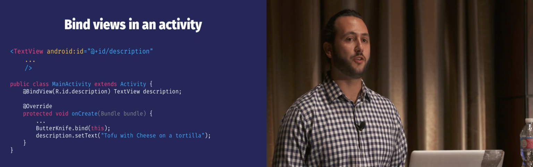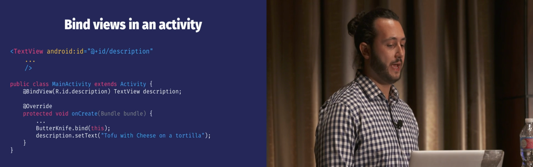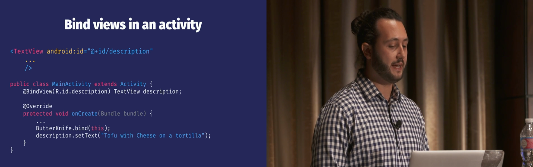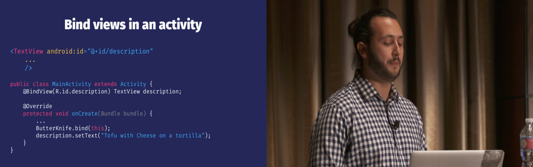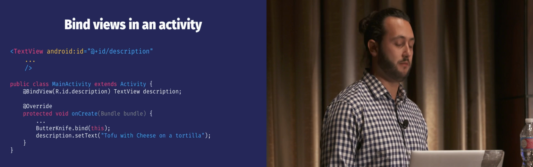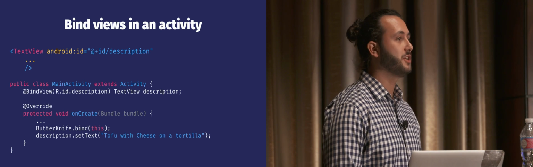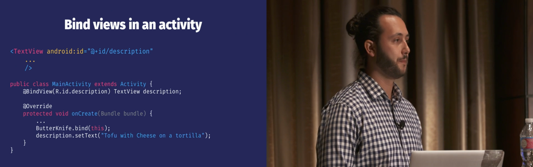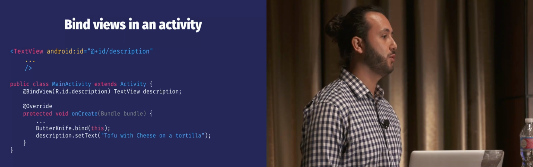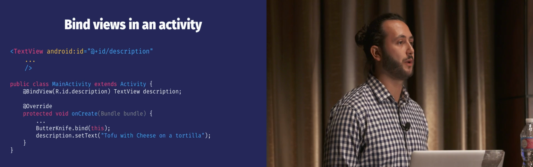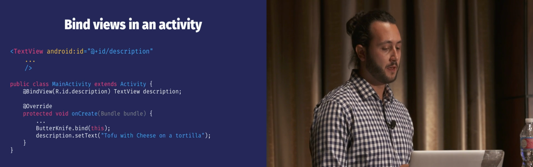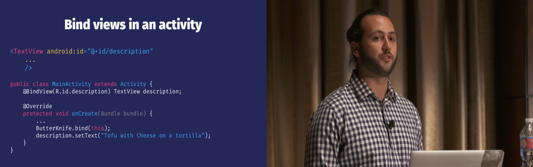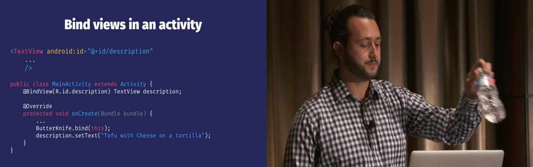This is what it would look like using Butterknife in an activity. So we have this text view with the ID of description. And in the main activity, all we need to do is set a member variable and name it, so we're going to name it description. And we just use the BindView annotation and pass in the ID of that view. What Butterknife then lets us do is use that member variable anywhere throughout that activity. First, we need to make sure we call that ButterKnife.bind method, and then after that, we can use that member variable wherever we need to.